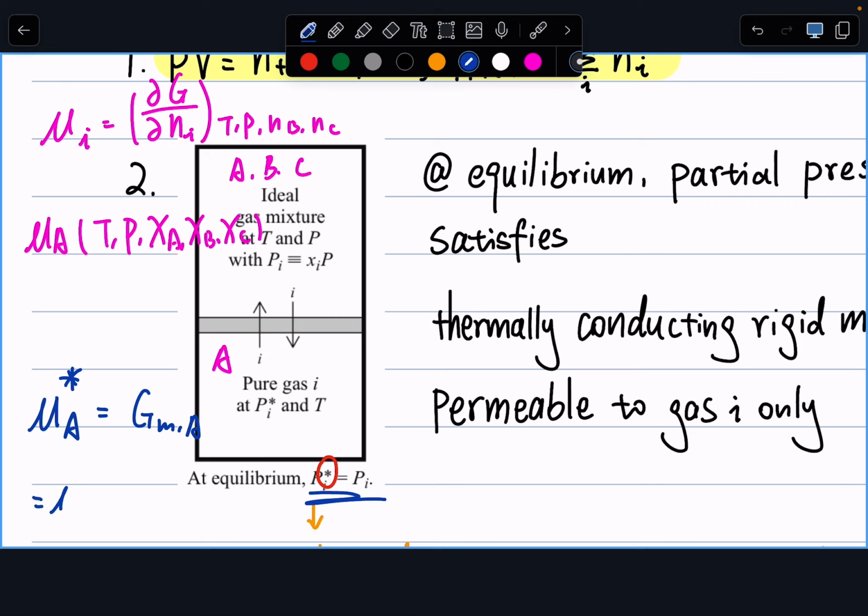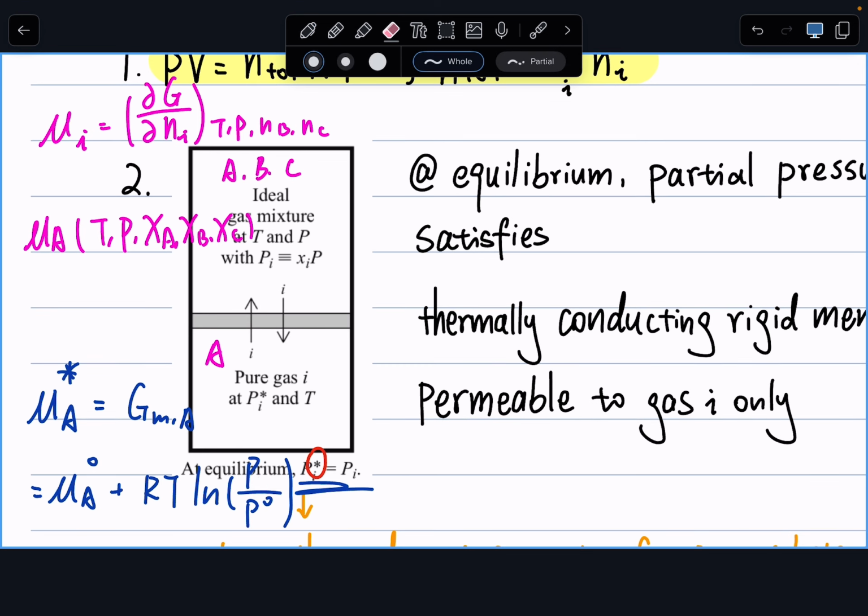That expression is something we went over before. It's the standard chemical potential plus RT ln P over P naught. I'm just going to put P over P naught. That's what we did before for the pure gas in the bottom chamber. Now, the top chamber and the bottom chamber are in material equilibrium with each other, and that tells us something. What is happening when two systems are in material equilibrium with each other?